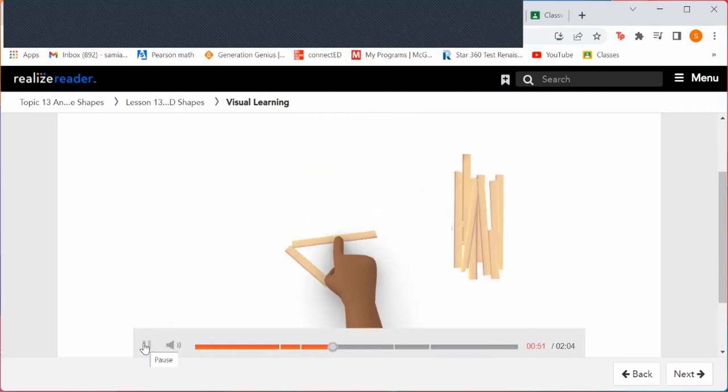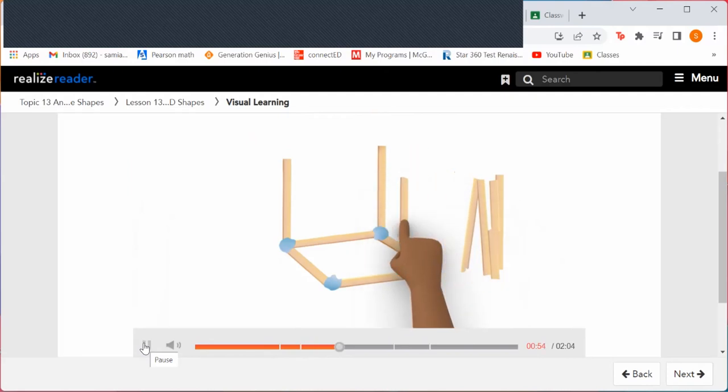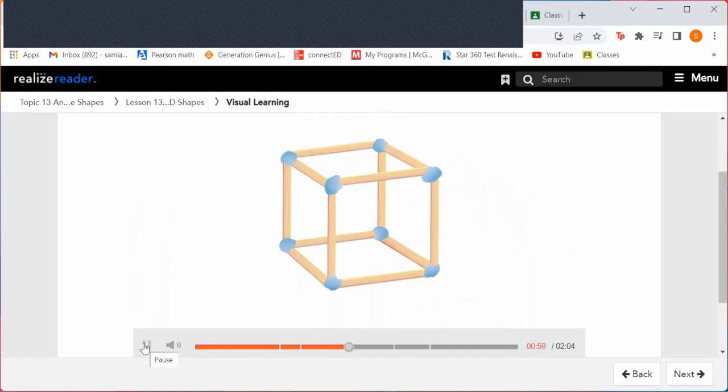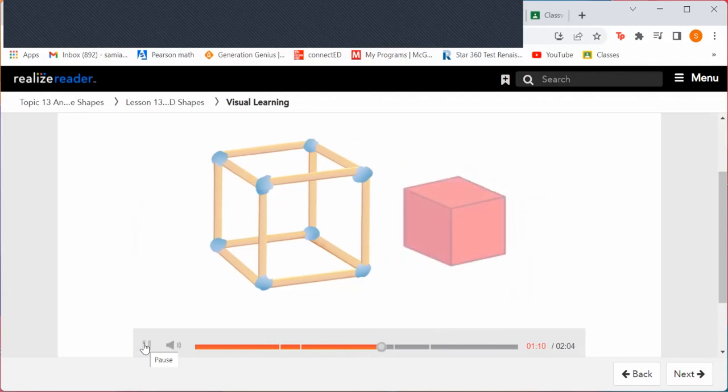You can build a 3D shape using craft sticks and clay. This is the frame of a building. It only has edges. What shape could you use to help count the edges? You could use a cube. When you were building this cube, what 2D shape did you make first? You made a square first, because each flat surface of the cube is a square.